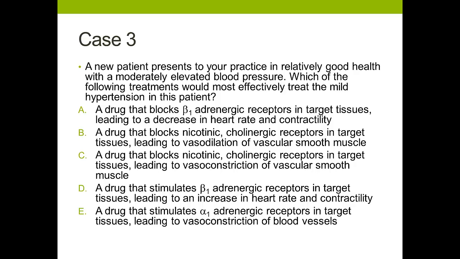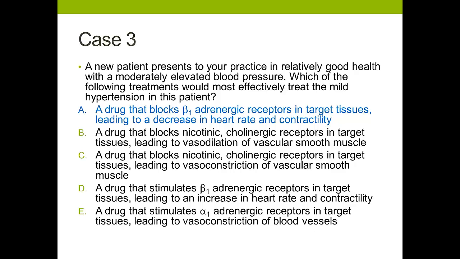The correct answer is A. Stimulation of beta-1 adrenergic receptors typically acts to increase heart rate and contractility, which would raise the blood pressure. Thus, in response A, if we block this neurotransmitter's actions, the patient's blood pressure would drop due to a reduction in the cardiac output.